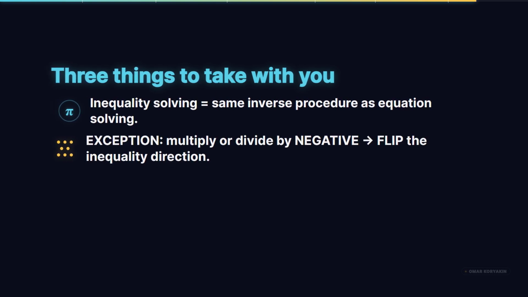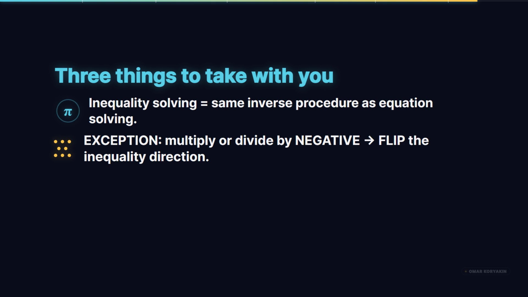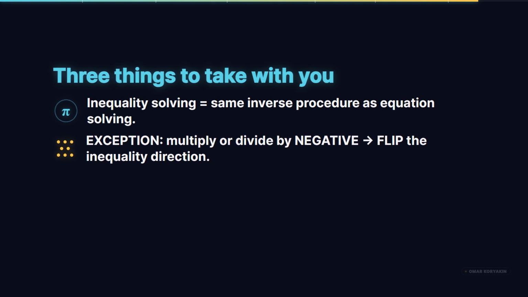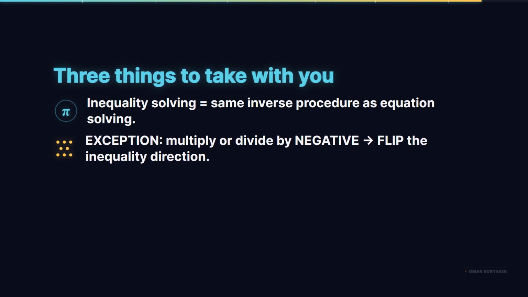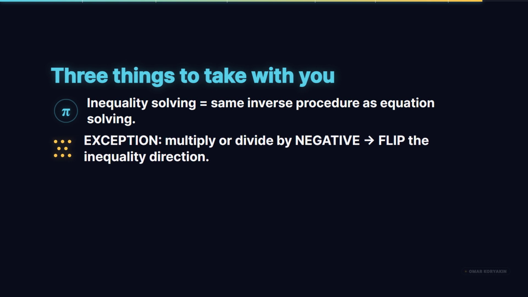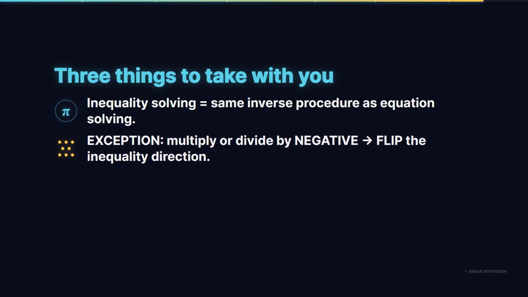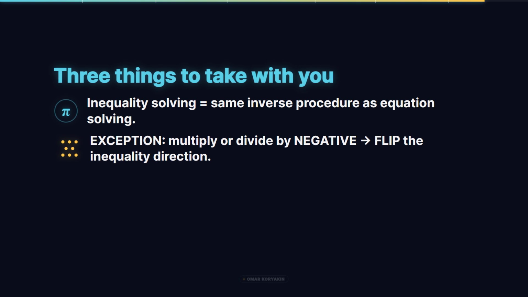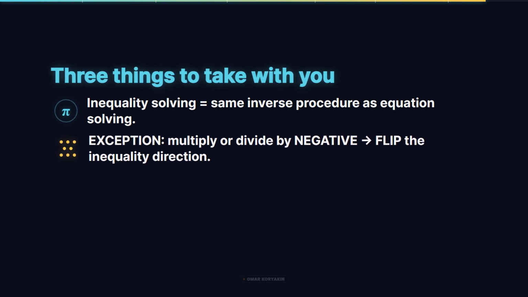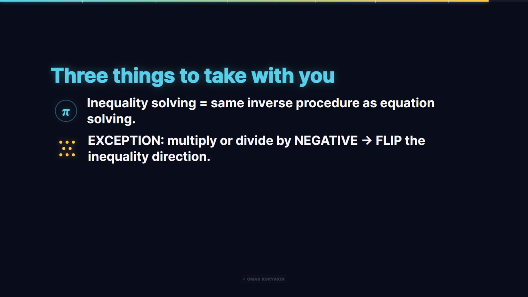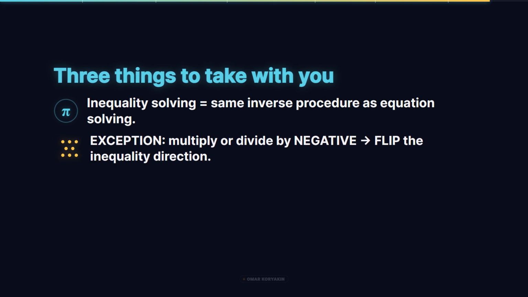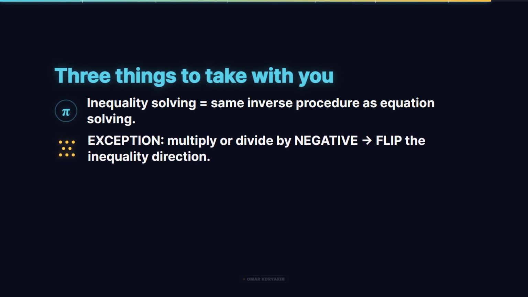Second, the one critical exception is the flip sign rule. Whenever you multiply or divide both sides of an inequality by a negative number, you must flip the direction of the inequality symbol. Less than becomes greater than, less than or equal to becomes greater than or equal to, and vice versa. Adding or subtracting never triggers the flip. Only multiplication and division by a negative number does. Build the pause and flip into your standard solving rhythm so the rule never gets forgotten.